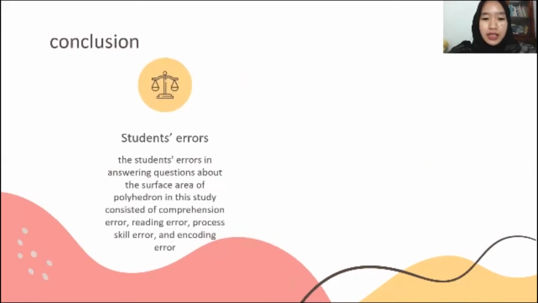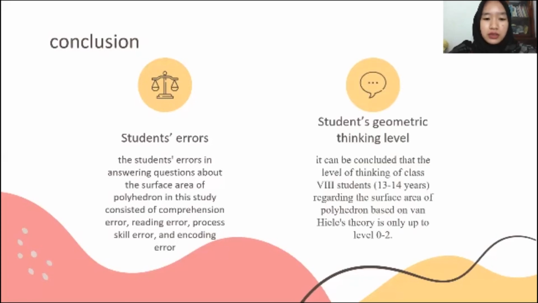The last section in this presentation is conclusion. Based on the result and discussion in the study, it can be concluded that the student error in answering questions about the surface area of polyhedron in this study consists of comparison error, reading error, process skill error, and encoding error. And it can be concluded that the level of thinking of class 8 students regarding the surface area of polyhedron based on Van Hiele theory is only up to level 0 to level 2.